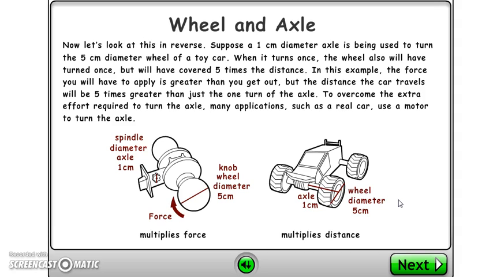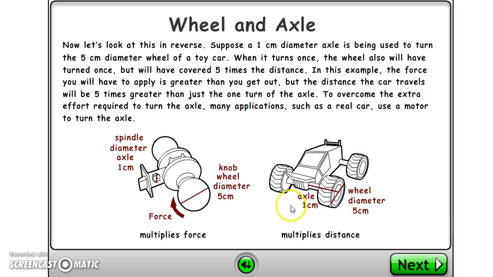Because the wheel is much bigger than the axle, right? So when it turns one distance while touching the ground or the road, it will move the vehicle or the toy that much further ahead. But let's look at this further to make it more simple. To overcome the extra effort required to turn the axle, many applications such as a real car use a motor to turn the axle.